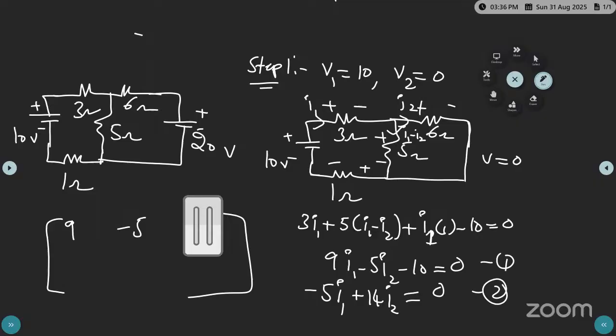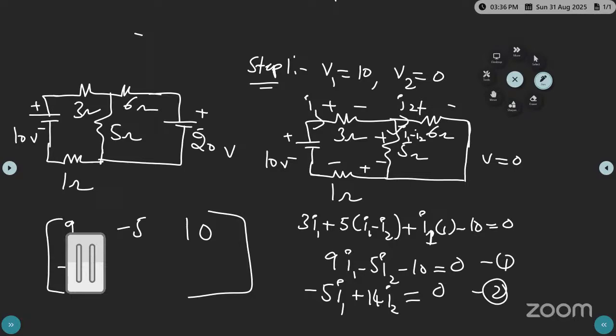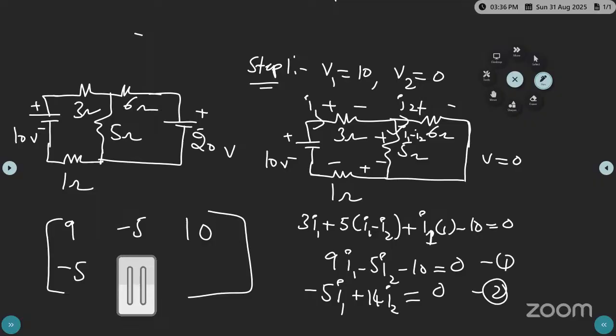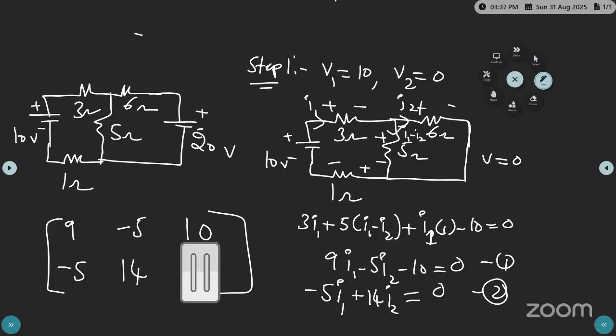Second equation: minus 5I1, 14I2. Is there any constant available? No. So 9 equals, minus 5 equals, 10 equals, minus 5 equals, 14 equals, 0 equals. Then it will display x is equal to, and then y is equal to.